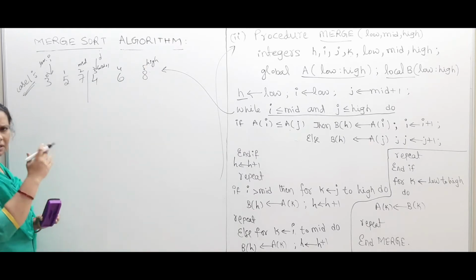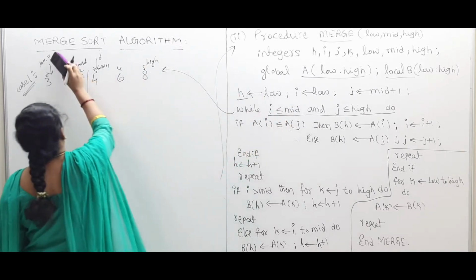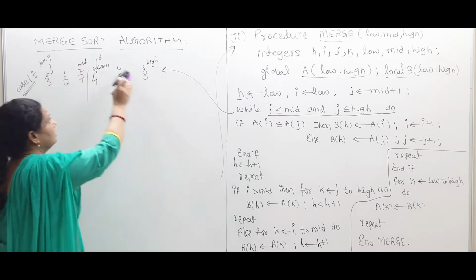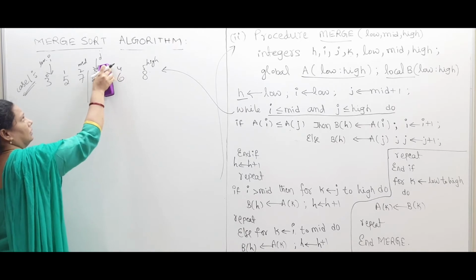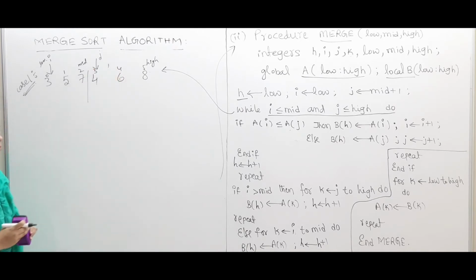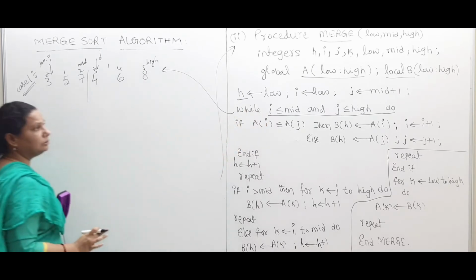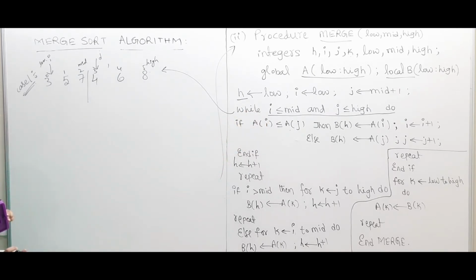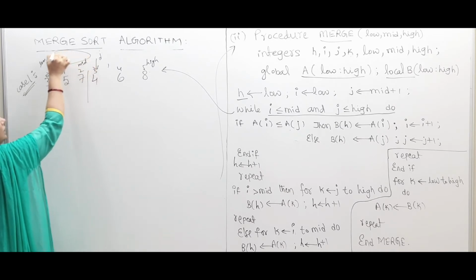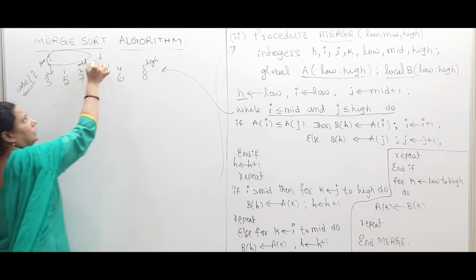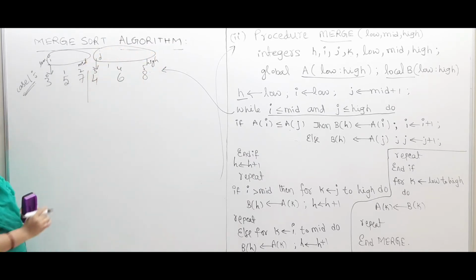The same terms as in the last video we discussed. I is equal to low, and J is nothing but mid plus 1. These are the positions. Now what it is telling: while I is less than or equal to mid and J is less than or equal to high, it implies that till my I is in this subdivision and till my J is in this subdivision, I am going to perform that exchange.